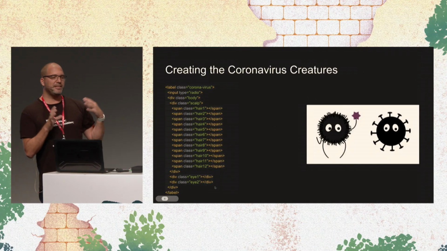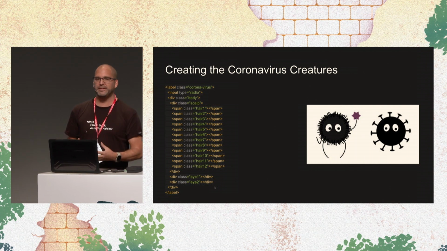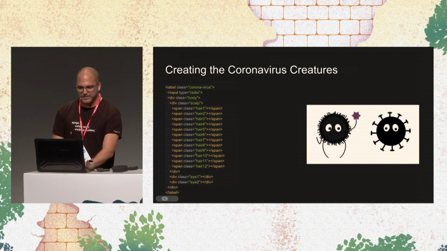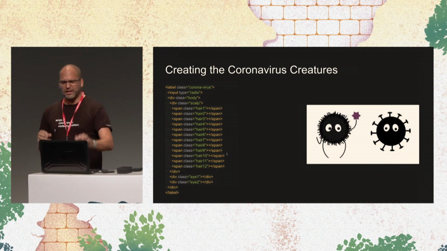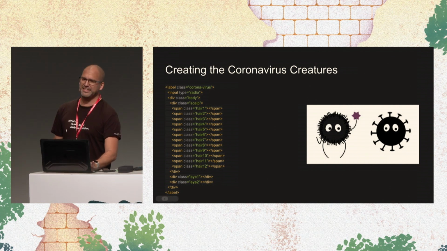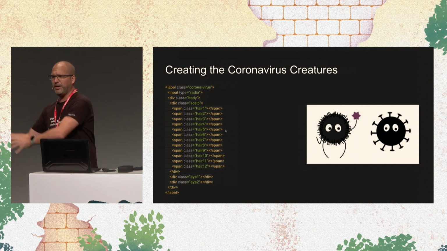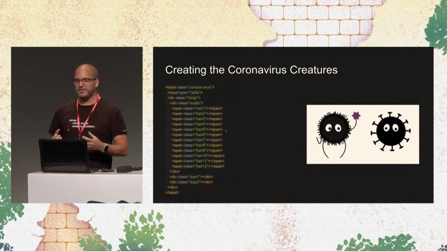But from the beginning, I saw that I have a lot of repetition in my HTML code, like to create those 12 hair HTML elements. And in the real game, I have 100 coronavirus creatures, and I didn't want to copy-paste them one by one. And I needed a way to solve this problem.